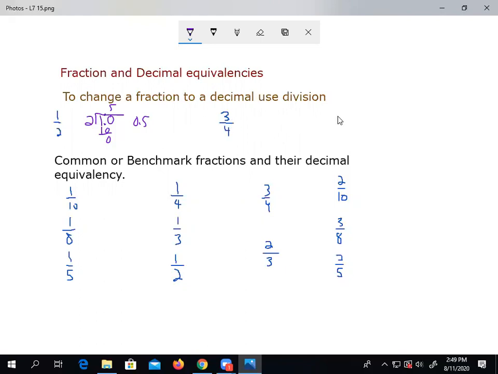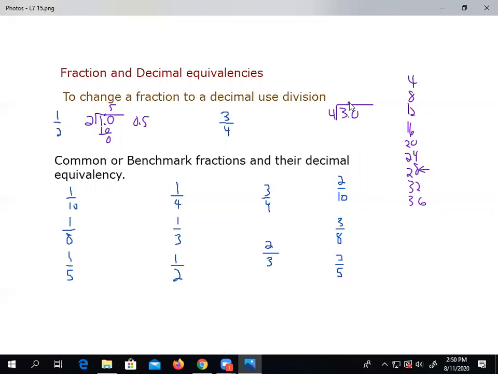So 3/4 I could change to a decimal by just dividing 4 into 3. But since 4 doesn't go into 3, we put a 0 in there. If we don't know our 4 facts, we can come over and write down 4, 8, 12, 16, 20, 24, 28, 32, and 36. So how many 4s can we get into 30 without going over? And that would be this 28.